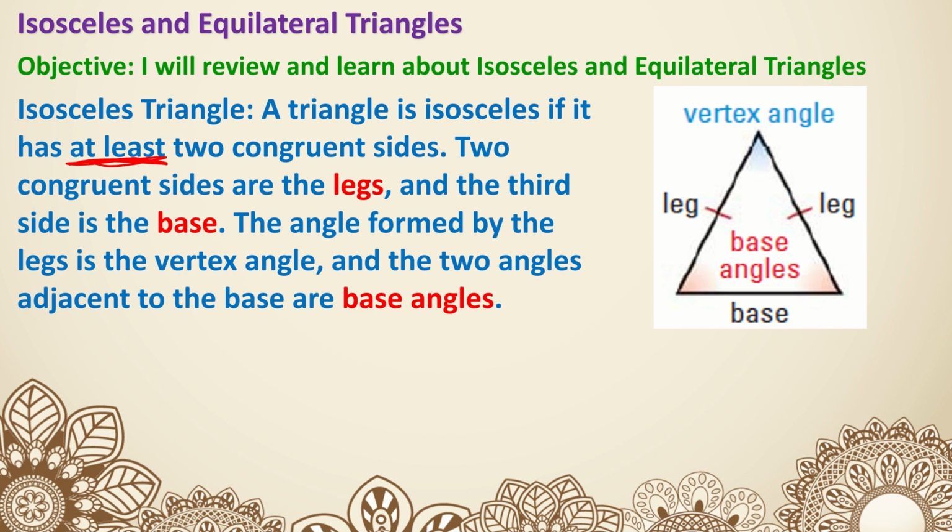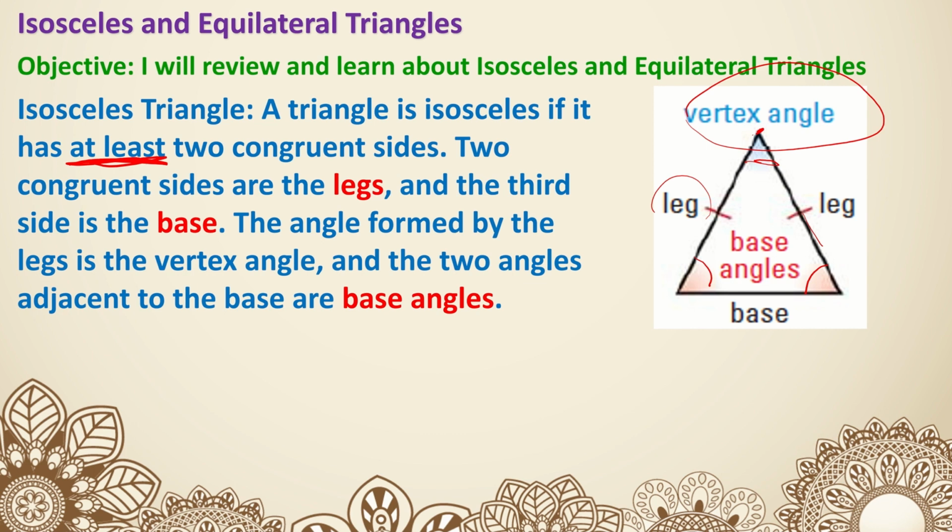So for here, specifically in an isosceles triangle, the two congruent sides are called the legs. As you can see on the right side, the left and the right are the legs. The third side is called the base. The angle formed by the legs is the vertex angle. So right here on the top, the two legs and this other point together, that is the vertex angle. And the two angles adjacent to the base are called base angles. So this is a base angle, this is a base angle.